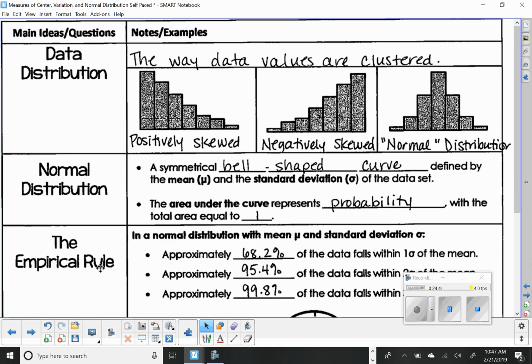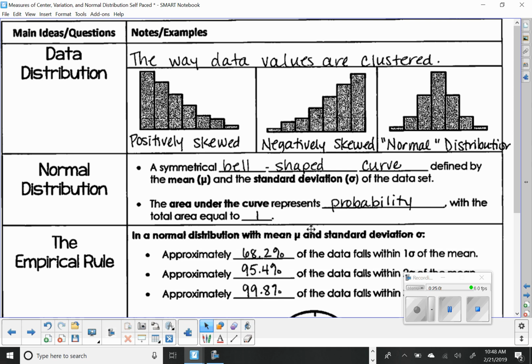The way data values are clustered, they can be positively skewed, which means it gets smaller as you move towards the positive range, and negatively skewed, where the left side gets smaller. Normal distribution is where the average is in the middle. You have a max and a min, but everything tends towards the mean. A normal distribution is a symmetrical bell-shaped curve defined by the mean and the standard deviation of the data set.